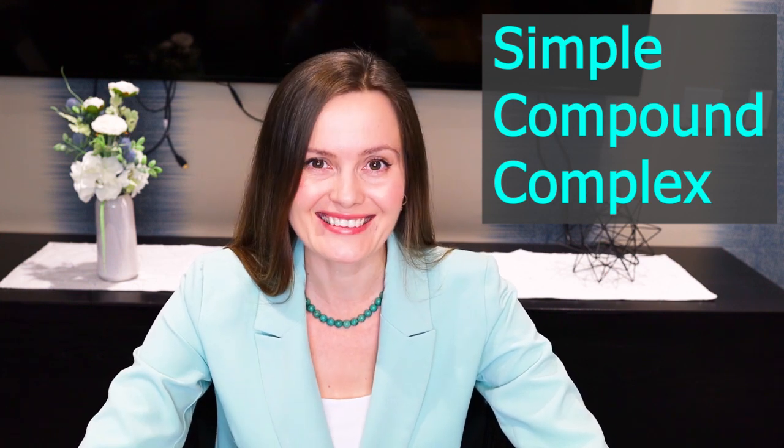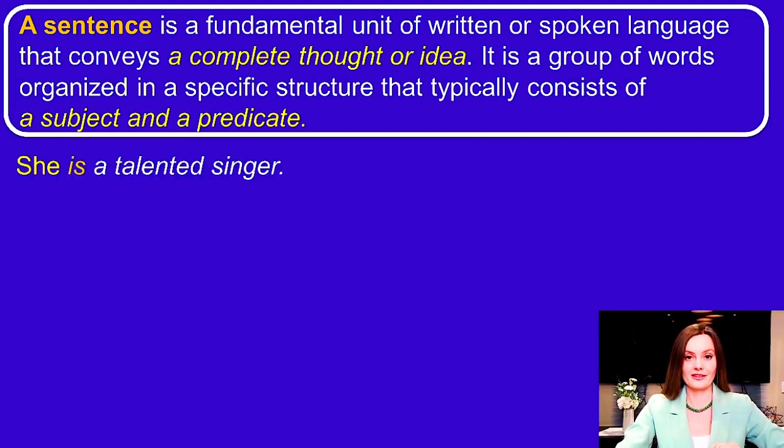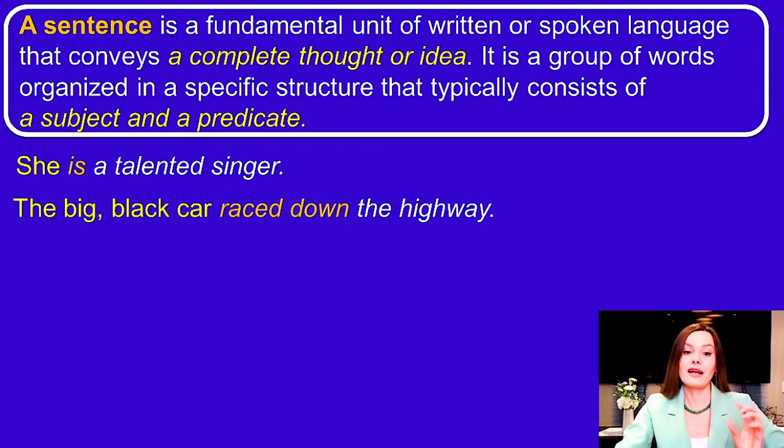So, let's begin. But before we learn about the categories of sentences, let's clarify what a sentence is. A sentence is a fundamental unit of written or spoken language that conveys a complete thought or idea. It is a group of words organized in a specific structure that typically consists of a subject and a predicate. For example, she is a talented singer, or the big black car raced down the highway.